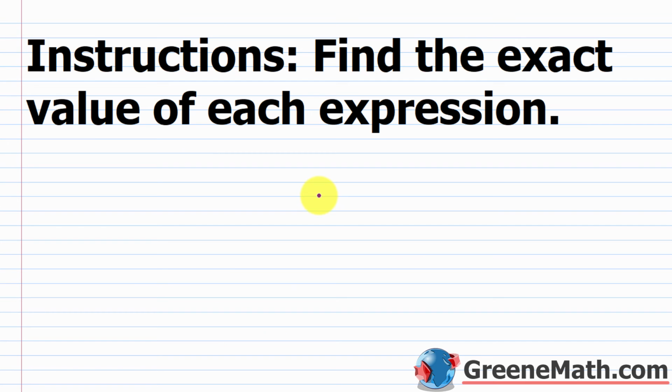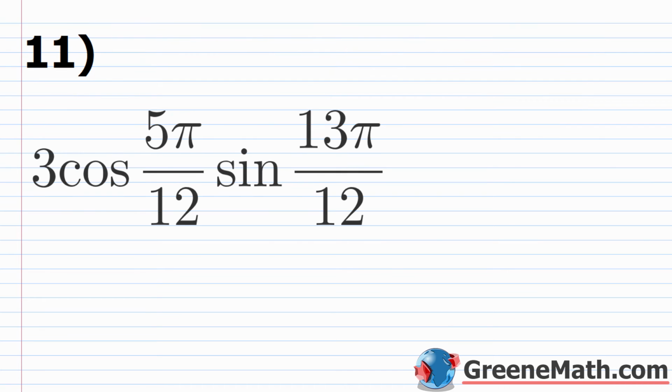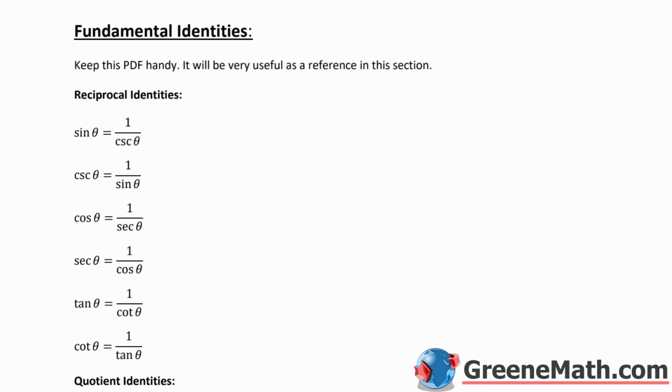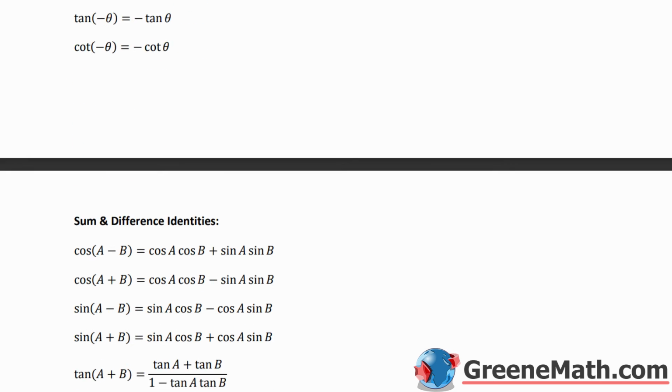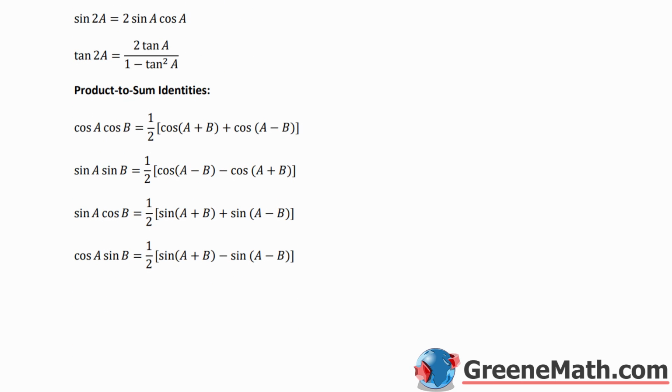All right, for the next few problems, the instructions tell us to find the exact value of each expression. So for problem 11, we have 3 times cosine of 5 pi over 12 times sine of 13 pi over 12. So we're going to come back to the handout and come down here to where we have our product to sum identities. So in this particular case, we have cosine of some angle times sine of some angle. So it looks like we want to use this last formula here. So I'm just going to copy it down and come back.